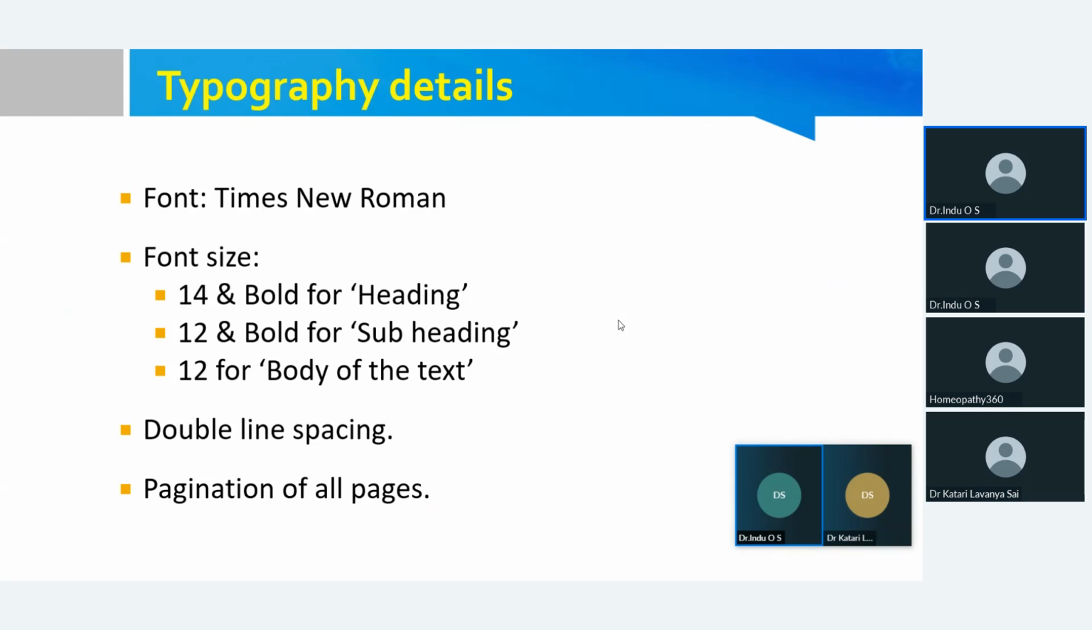Then next is the important part of this particular webinar, that is the contents of the synopsis. Next slide, we'll see the contents of synopsis. While writing a synopsis, the majority of us have a doubt about what content should be there in a synopsis, or how I can frame a synopsis. Next slide please. You can see the contents.